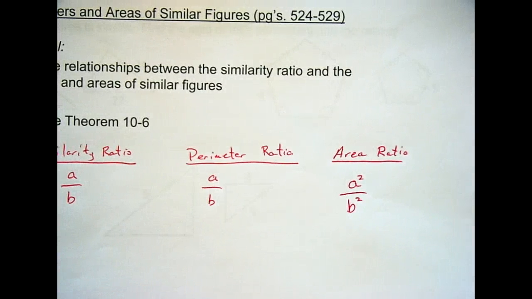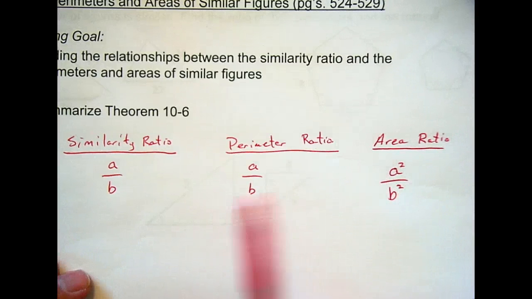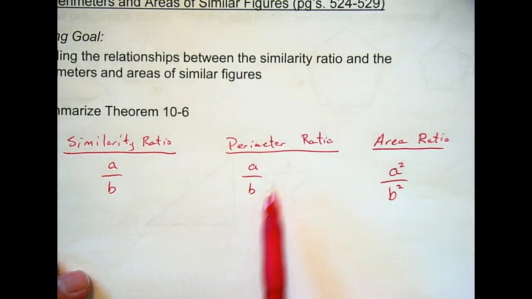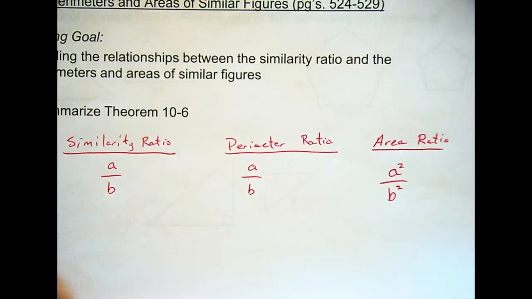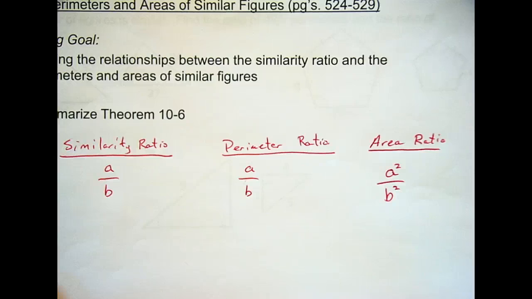Now, we're not doing volume today, but we will be doing volume. That's tomorrow. And volume, you have 3 different dimensions, so it becomes cubed, A cubed to B cubed. That will be the next piece. But for today, we're just going to stick with perimeter and area. Keep in mind, maybe make a note to yourself, similarity and perimeter ratios are the same. So we know how to find the similarity ratio, which gives us the perimeter ratio, and if we square that, we get the area ratio. That's what that theorem talks about.